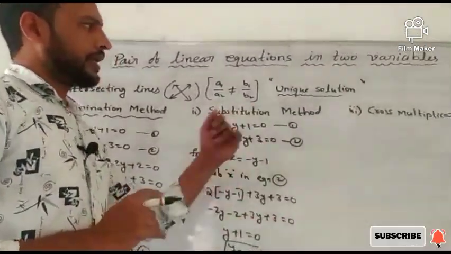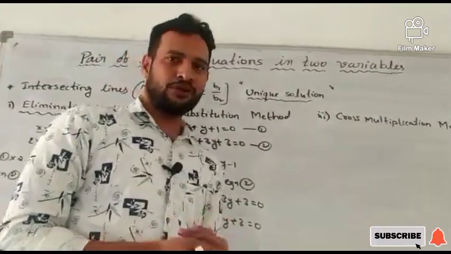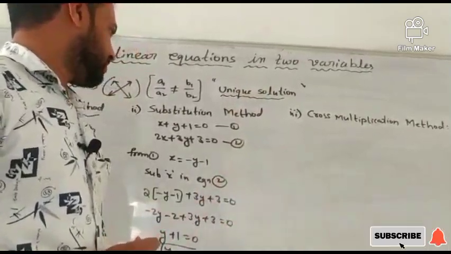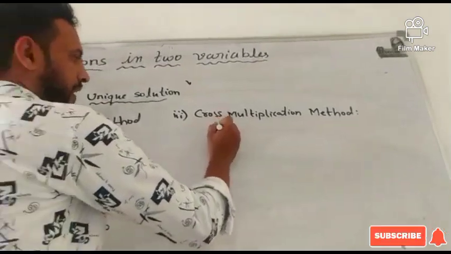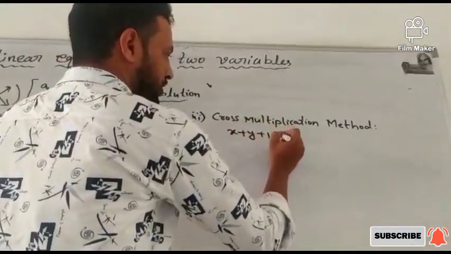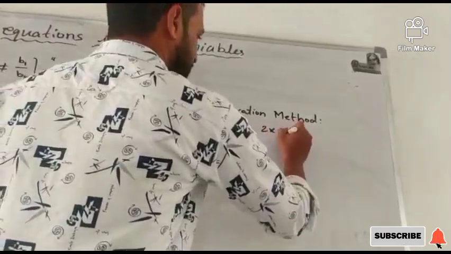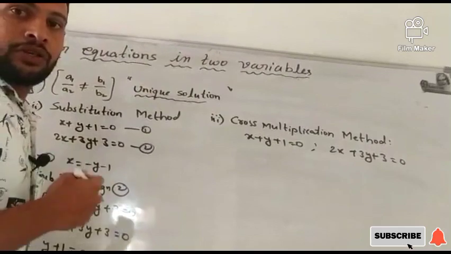And finally, the cross multiplication method. In the intermediate stage, most of the lecturers and most of the students go through this method only. So very interesting method and very easy too. So I am taking the same equations again. x plus y plus 1 is equal to 0 and 2x plus 3y plus 3 is equal to 0.